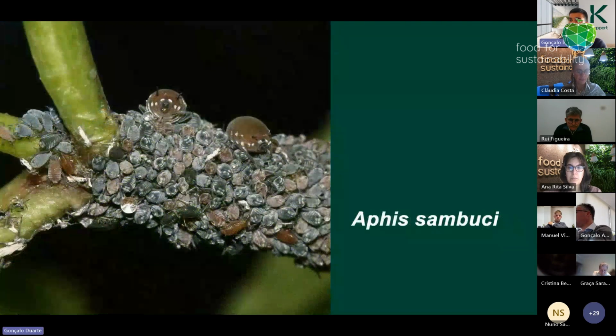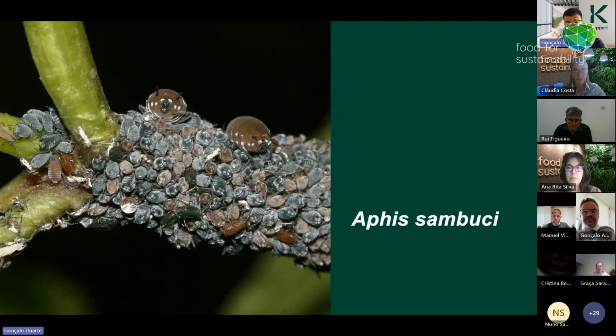And a key element for me is that Sambucus has a specific aphid that will only feed on this tree, but itself is preyed upon by a number of natural enemies. So this can be used as a bank of natural enemies for other crops without risk of these aphids attacking crops.